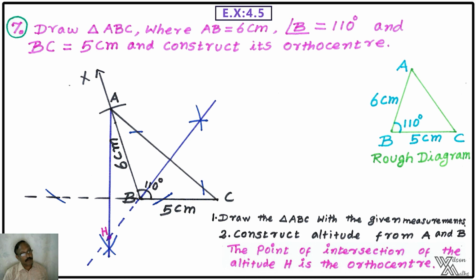Similarly, from the point B to the opposite side AC, we have to make another altitude and extend this. Where both the altitudes meet, that is point H, that is the orthocenter. Very easily we can finish this and we can get the 8 marks within 8 minutes.